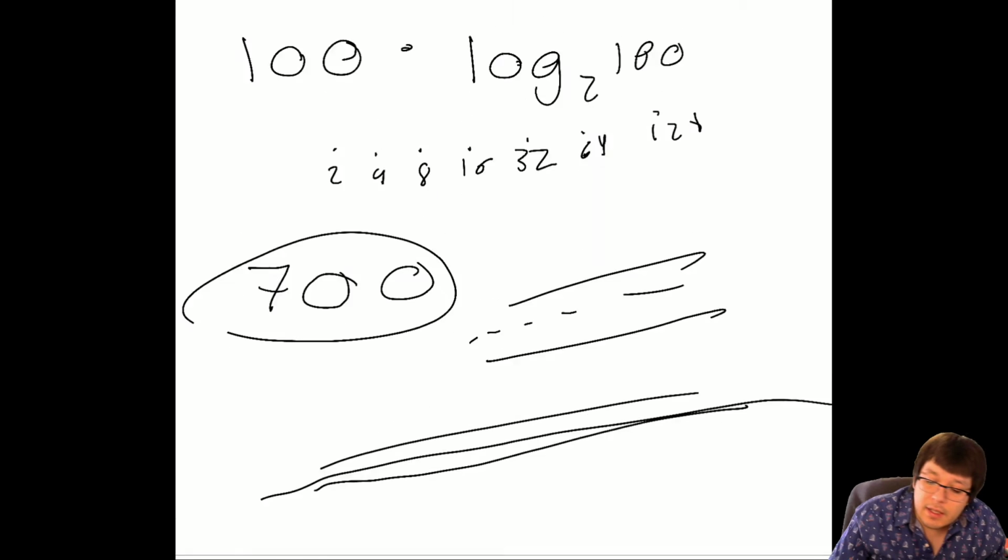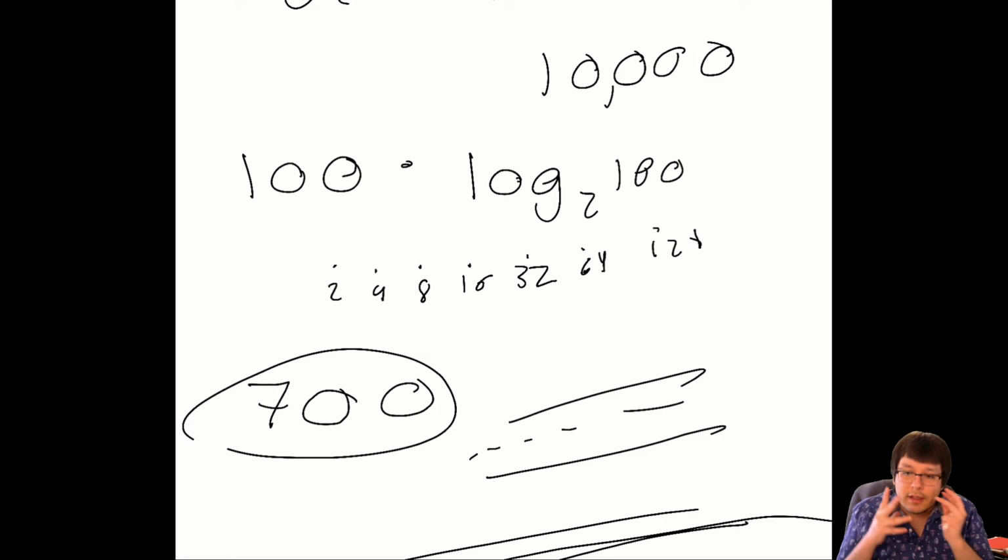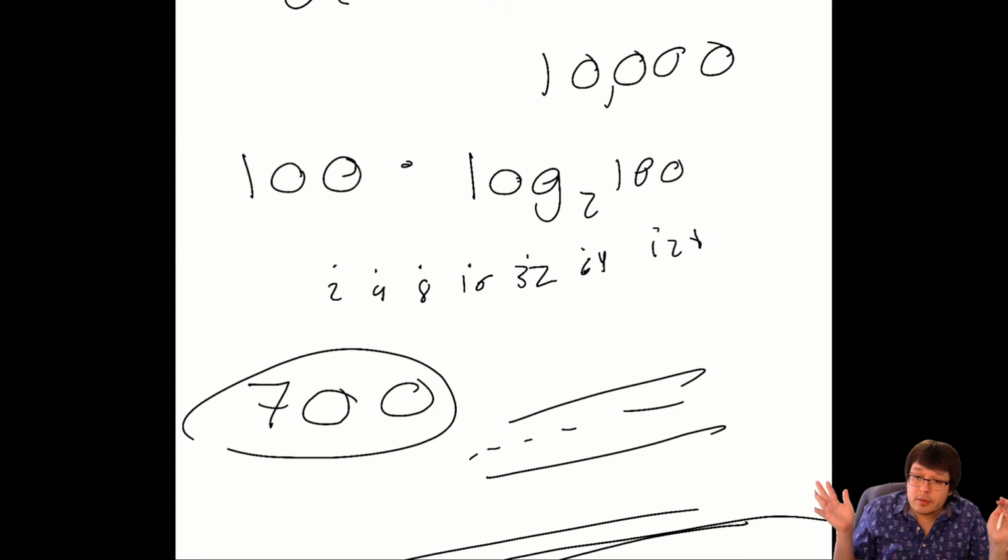So anyways, I understand that n log n is a huge improvement over n squared. The bigger you go, the bigger the improvement.